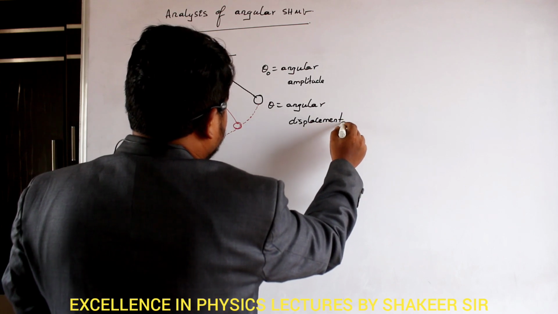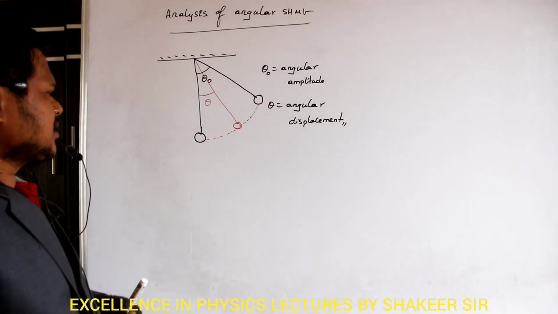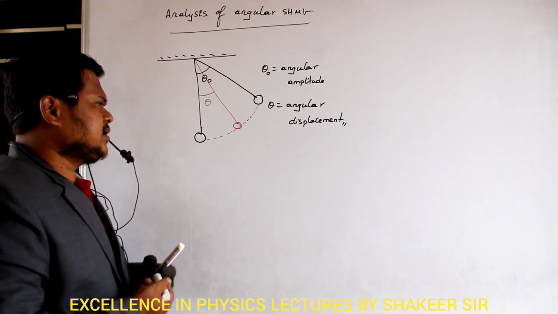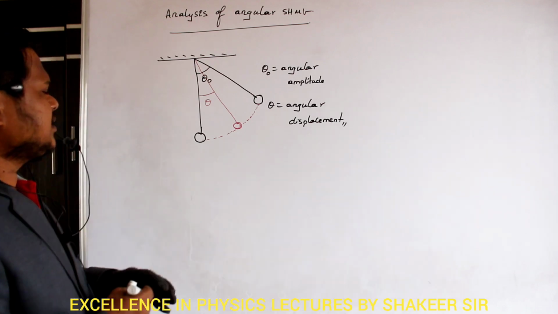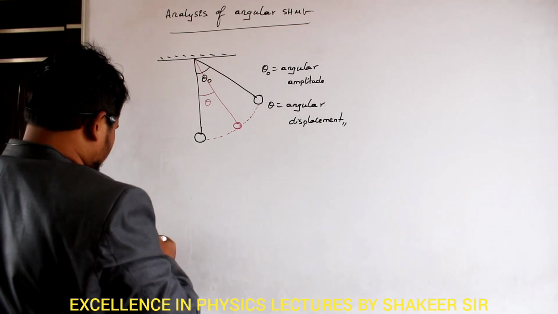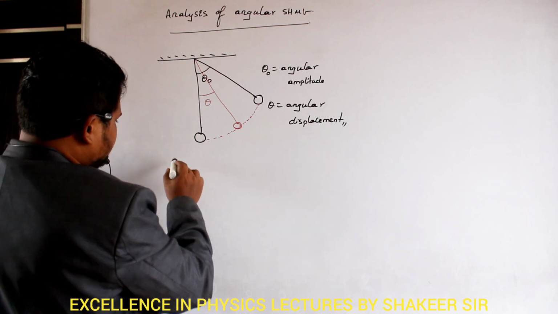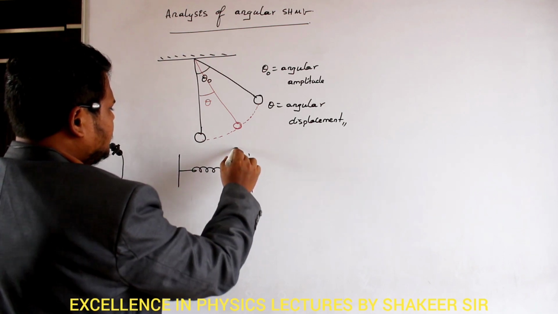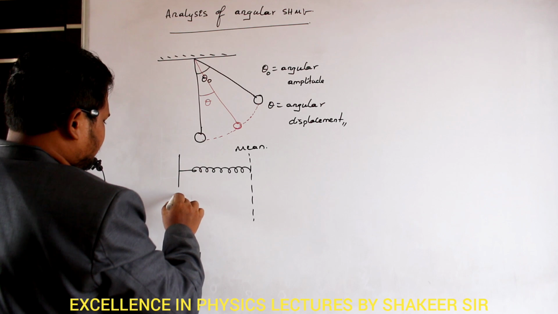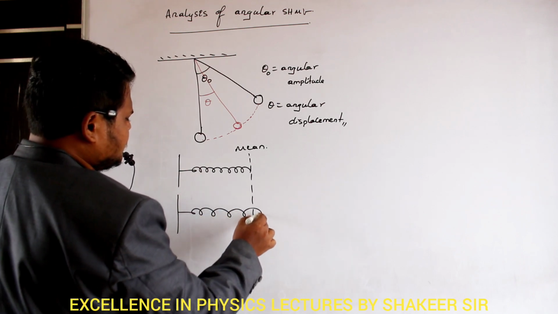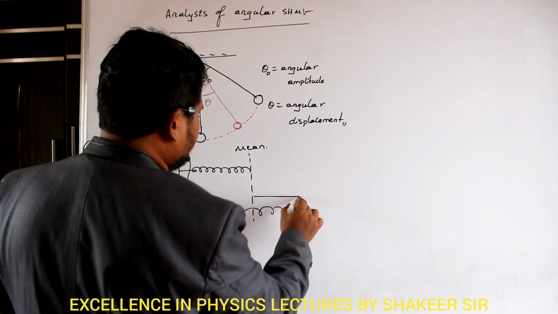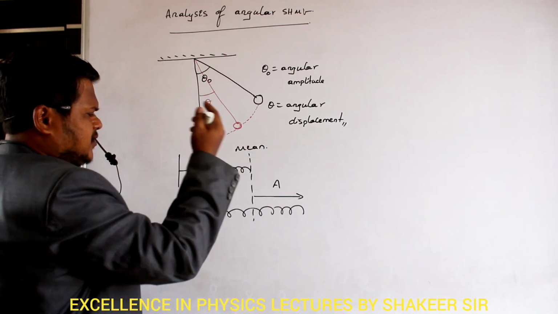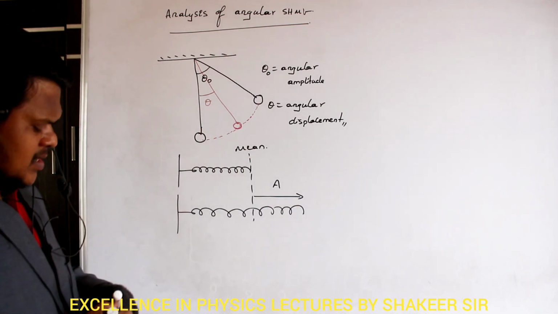So when the body has reached a particular angular displacement of theta, this is comparable with linear SHM also. How can I compare this with linear SHM? Let us see. For example, consider a spring which is present in the mean position. Let it be the mean position of the spring. From here, I will elongate this spring to a maximum amplitude of A. It means I am stretching this spring up to this position, and from there I am leaving the spring. Then what will happen?